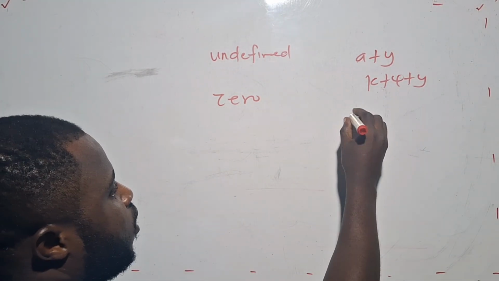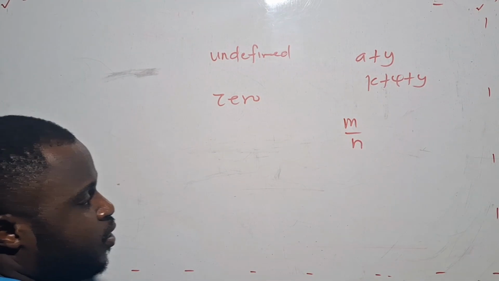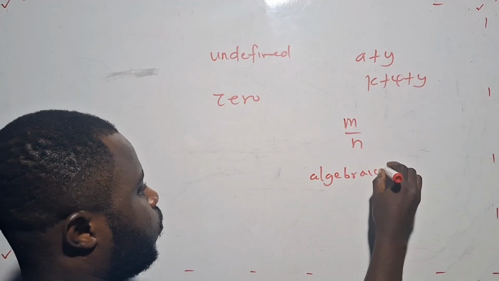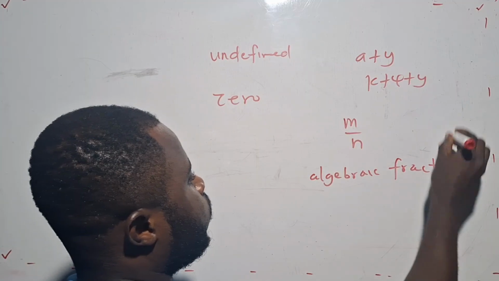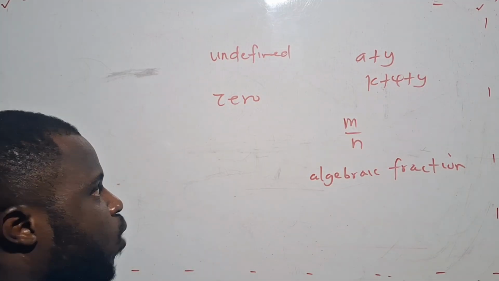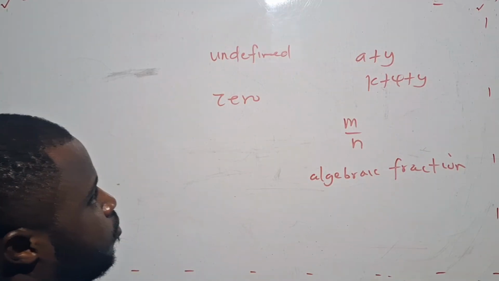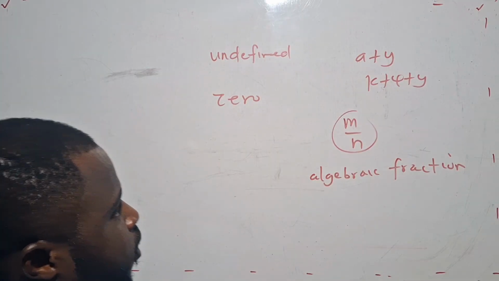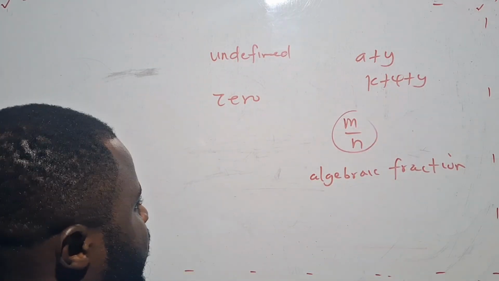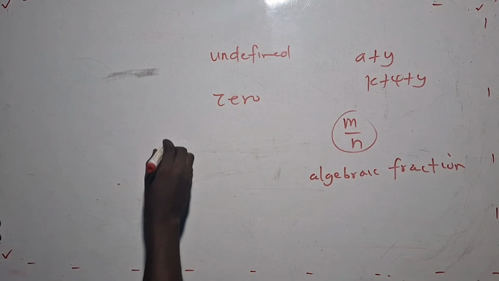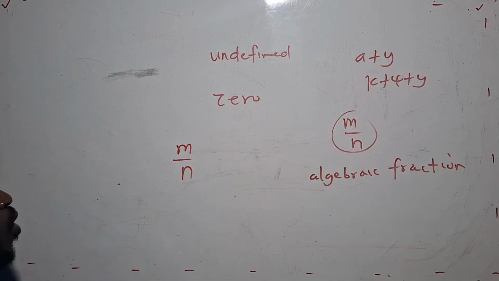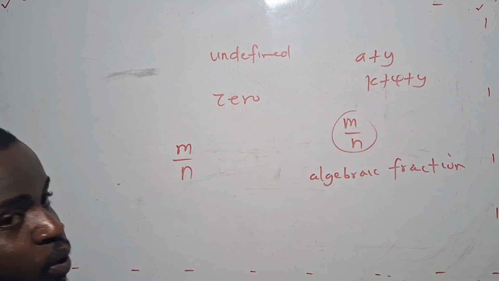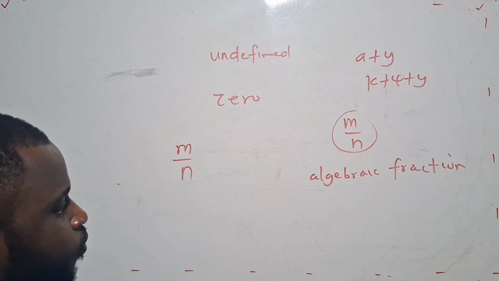Now, when you see anything like m over n, this is an algebraic fraction. So today we are going to work with algebraic fractions. You see expressions like this, some expression over another. So if you see m over n, when do we say the algebraic fraction is undefined?